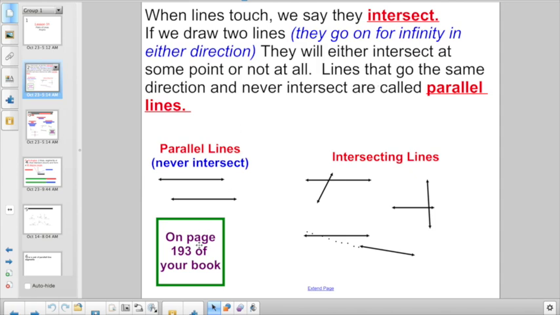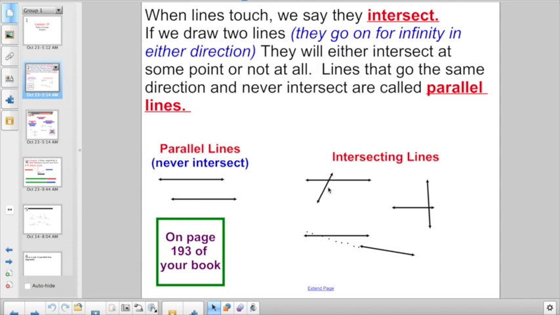And they have some descriptions and pictures on page 193 of your book. You can always go back and reference. But I want to talk a little bit about the intersecting lines because there's only one picture and kids sometimes get confused. It doesn't have anything to do with what the picture shows you. It just is one example of how they could touch.